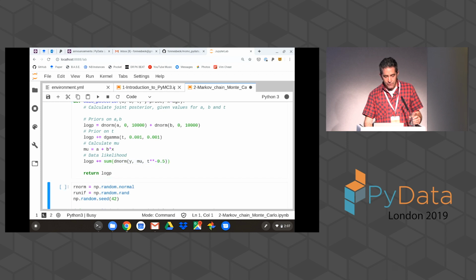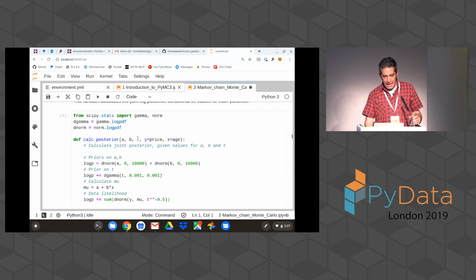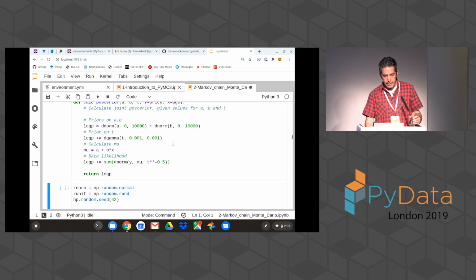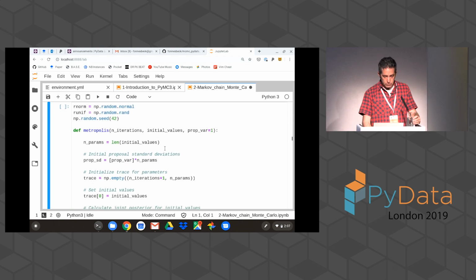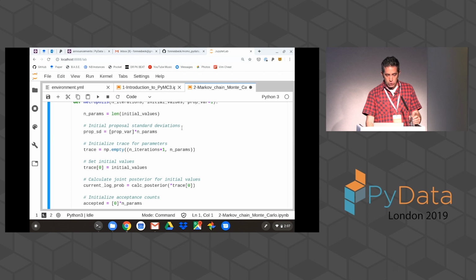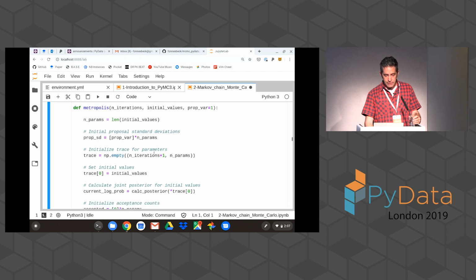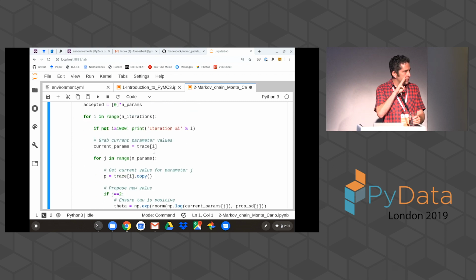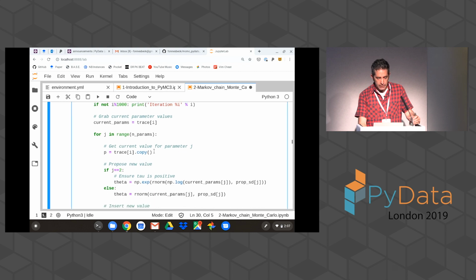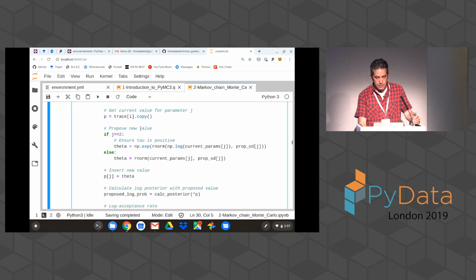For any given value of the parameters, a, b, and t, and the data, I can calculate the log posterior. Then my algorithm, just one function here, is going to have initial values for each of the parameters. One by one, it's a three-step loop, one for each parameter. It's going to propose new values for that parameter, accept or reject, and move on to the next parameter. So one loop goes through all three parameter values. For j in range n params, I do this.